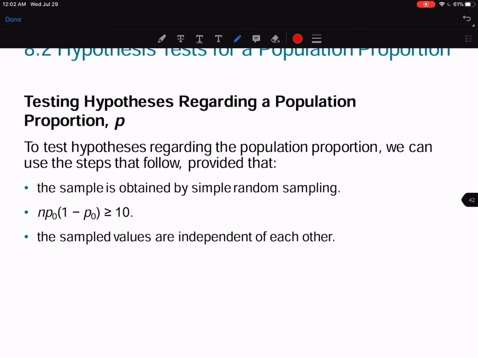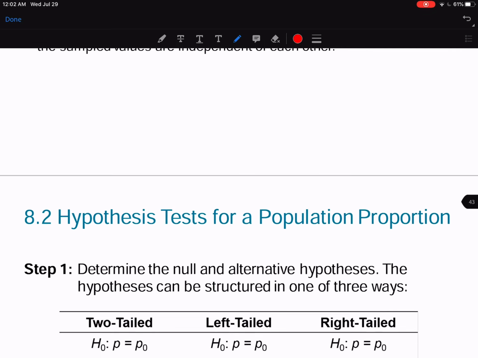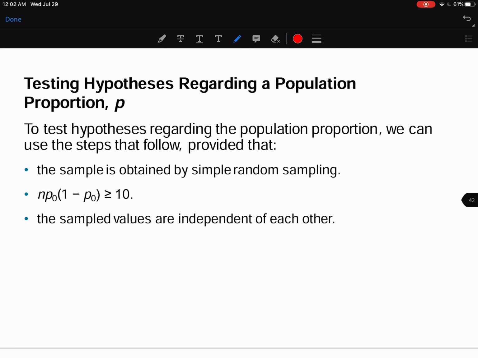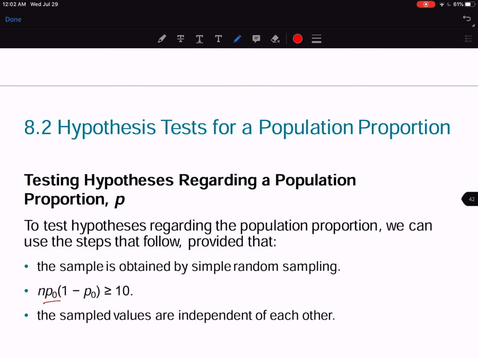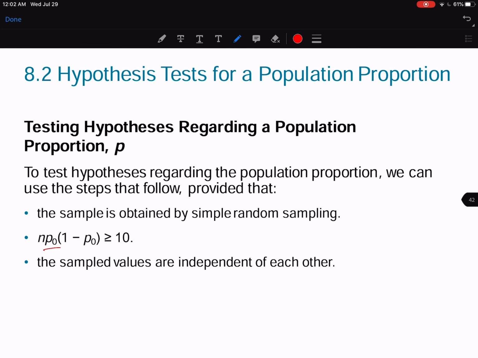So let's take a look at what's being said here. To test the hypothesis regarding a population proportion, we can use the steps that follow, provided that, of course, the sample is obtained by a simple random sample, p0 times 1 minus p0 times n is greater than or equal to 10, and the sample values are independent of each other. This is pretty much the same thing as what we mentioned. Of course, p sub 0 is just the p that is given here, so it is the population proportion we're going to test.